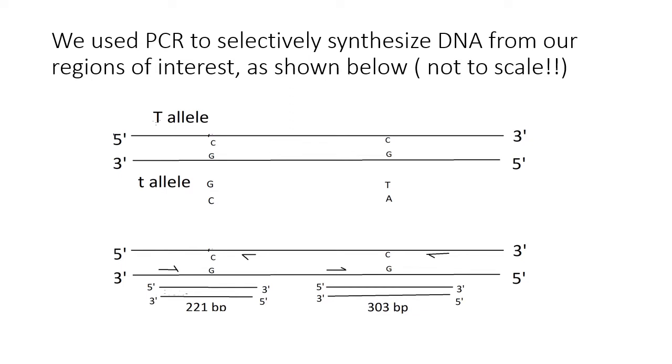The other PCR reaction we're going to do looks for this GC versus AT. And again, we can't just synthesize that. We synthesize a region surrounding it, which is going to give us a product of 303 base pairs. Again, the primers are shown with little arrows indicating where the amplification actually starts for those two reactions.